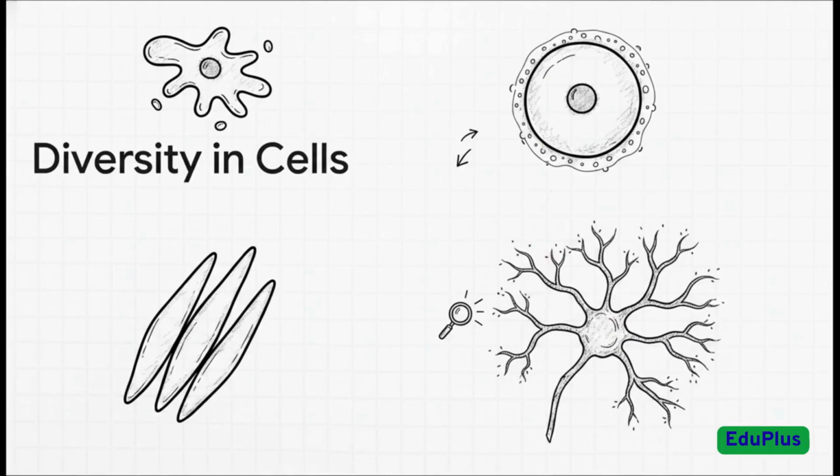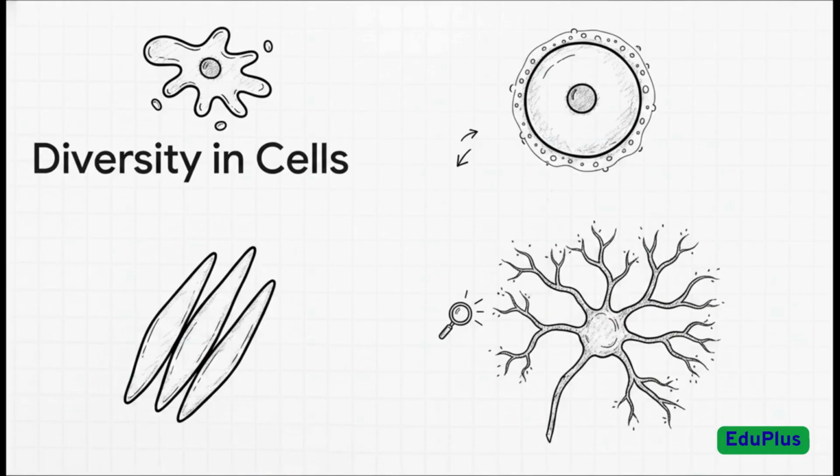And their shapes are perfectly customized for their functions. A human ovum is spherical. Smooth muscle cells are spindle-shaped so they can contract efficiently. And my personal favorite, the neuron, or nerve cell in your brain. It's incredibly long and heavily branched, basically looking like a sprawling tree, so it can rapidly fire electrical signals across your entire body.